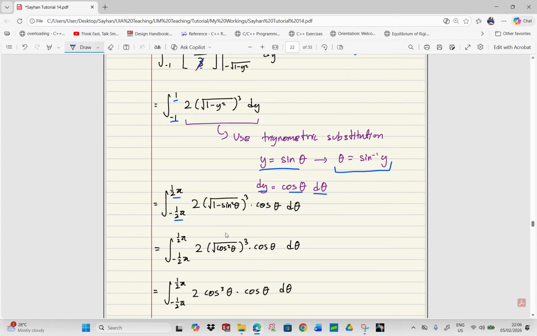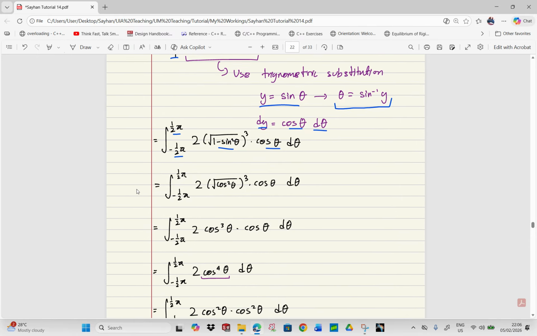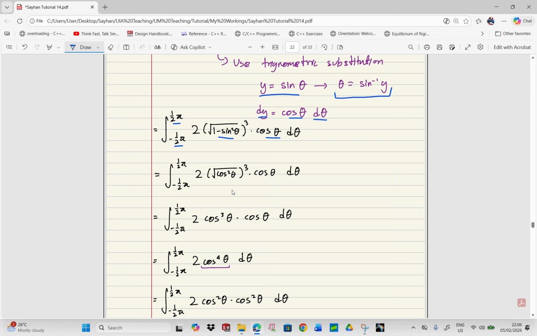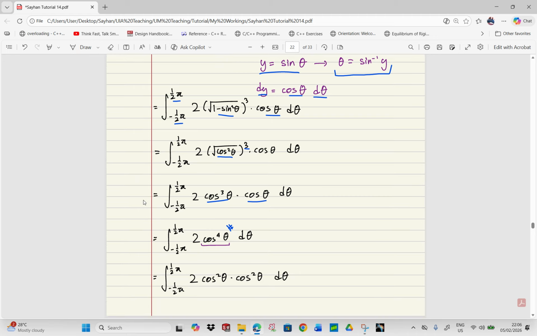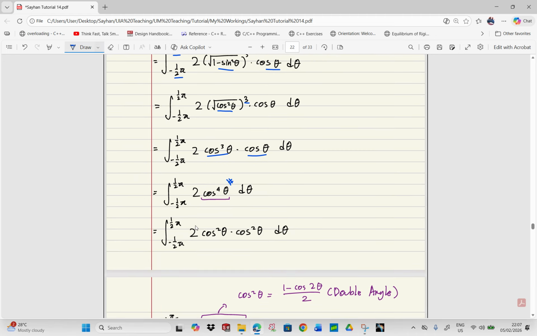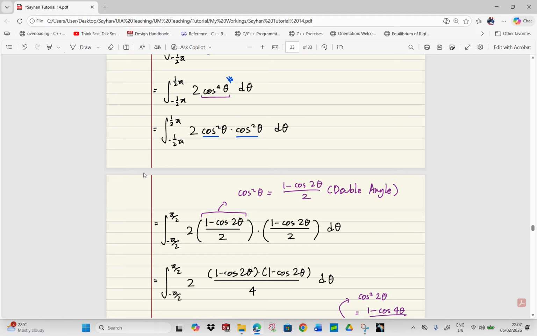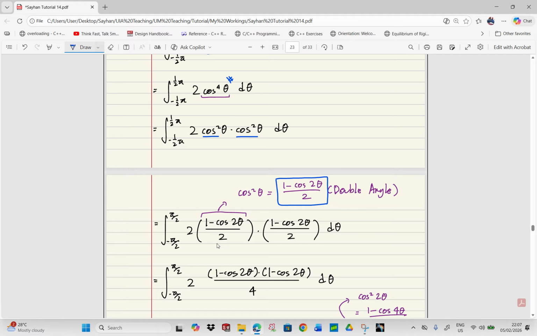Substituting, we end up having cosine cubed, because the square root of cos squared becomes cosine theta, cubed, times cosine theta, giving cosine to the power 4 theta. You cannot integrate this directly, so I split cosine to the power 4 theta into cos squared theta and cos squared theta. We know cos squared theta gives a double angle identity, which is 1 minus cosine 2 theta over 2. So you multiply these two together.